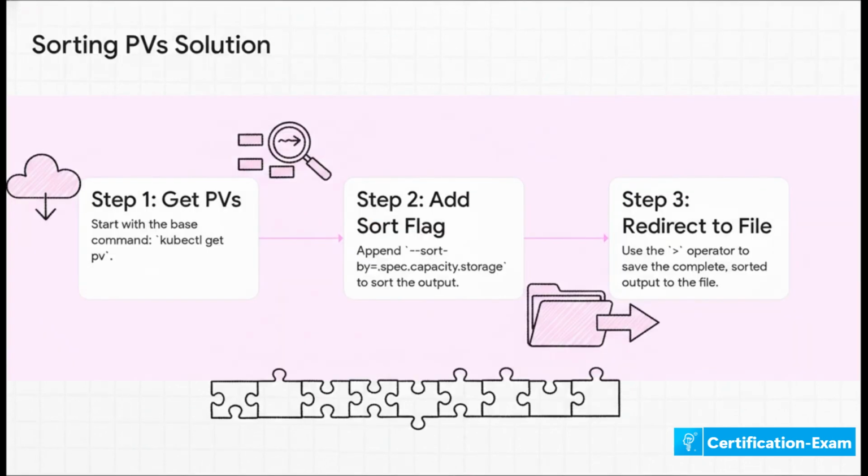And this solution is a perfect example of the power of kubectl. There's no need to overcomplicate things. You just use the standard kubectl get pv command and add the --sort-by flag. The only real trick is knowing the correct path to the field you want to sort by, in this case, .spec.capacity.storage. After that, a simple redirect saves the output.